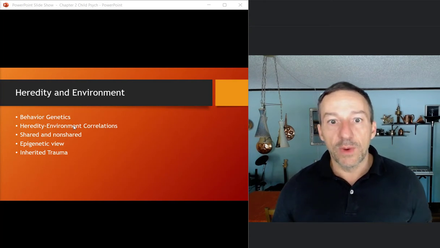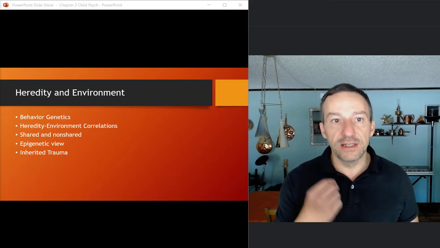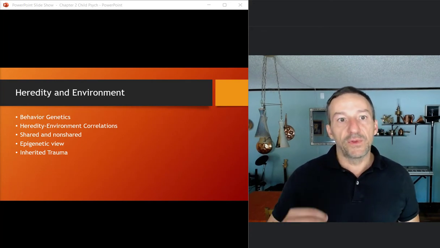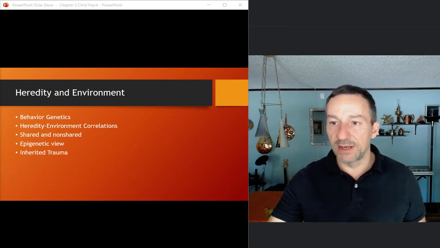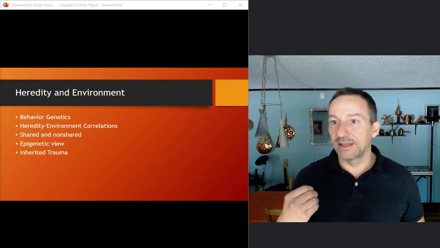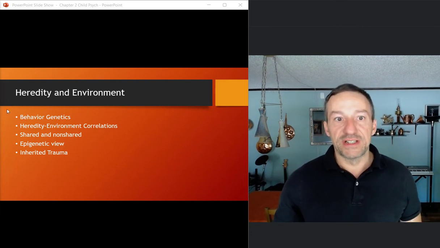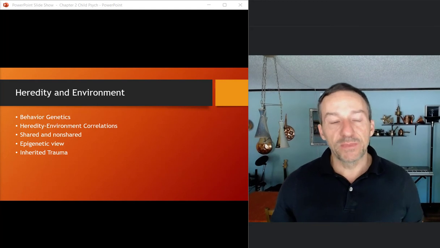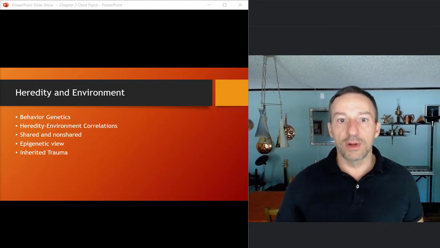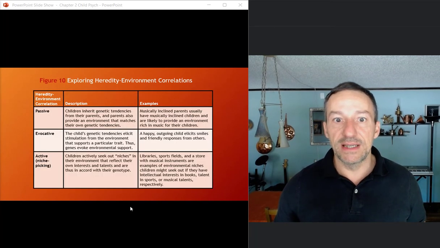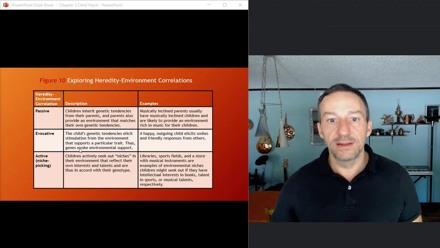On the hereditary environment correlations, this is really interesting: the idea that an individual's genes may influence the types of environments they're exposed to. We normally think about the environment affecting the person, but the idea that the genes could actually affect the environment is really interesting stuff. One of these behavioral geneticists, Scarr, described three ways that heredity and environment are correlated. Figure 10 goes into this: the passive, the evocative, and the active, the niche picking.